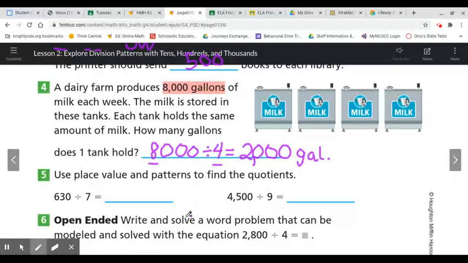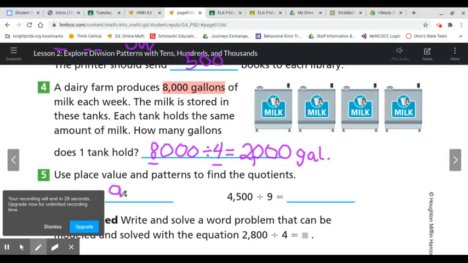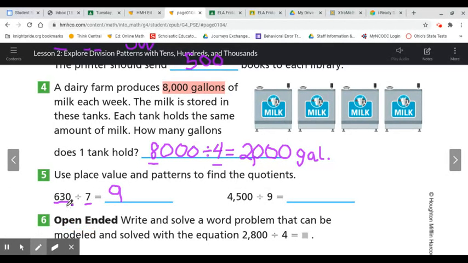Okay. Number 5 and 6, we're going to use place value and patterns to find the quotients, or use the idea of finding the basic fact. So in 630 divided by 7, is 6 divided by 7 a basic fact? No, it's not. So let's add in the next digit. How about 63 divided by 7? That is a basic fact. 63 divided by 7 is 9. And then we have that 0 left in 630, so that will make it 90.